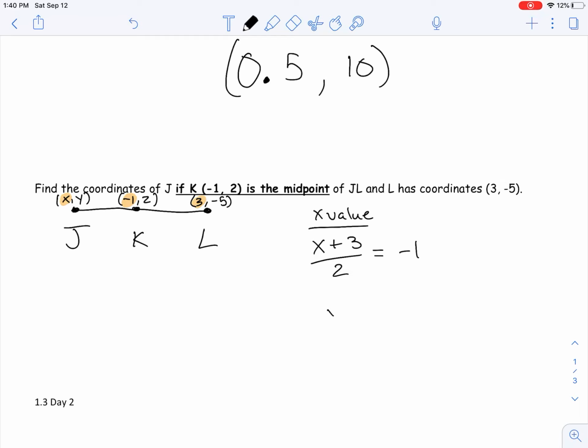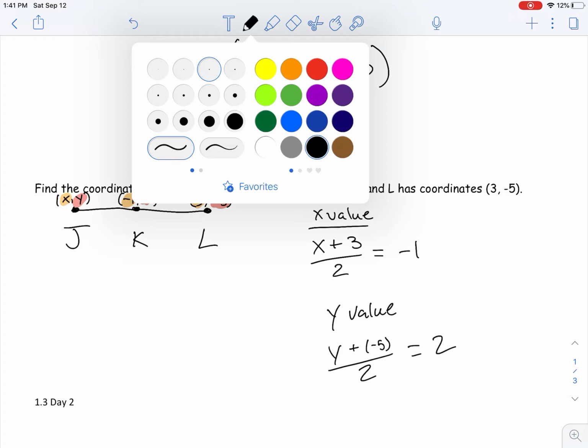For my y value, I'm using this y and this negative 5 to get that 2. So it's going to be y plus a negative 5 divided by 2 equals that 2 from the midpoint. Then it's just a matter of solving.